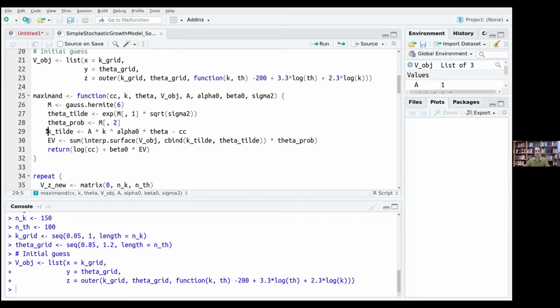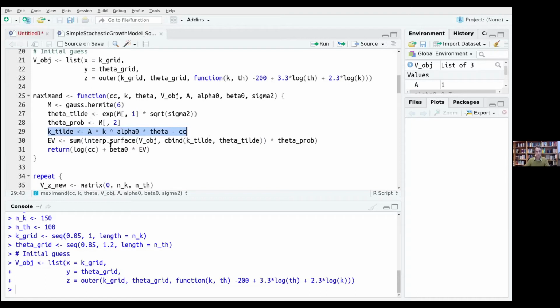Then in line 29, we have the transition equation for the capital stock. That's nothing random here, nothing difficult here. This is really just computing next period's capital stock, and there's no randomness, nothing.